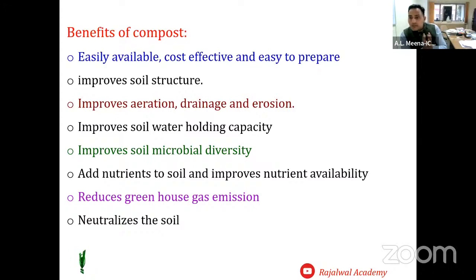As per many studies conducted around the world, organic manures can hold water five times their weight. And they improve the soil microbial diversity, add nutrients to the soil and improve nutrient availability, and reduce the greenhouse gas emission from organically managed fields.